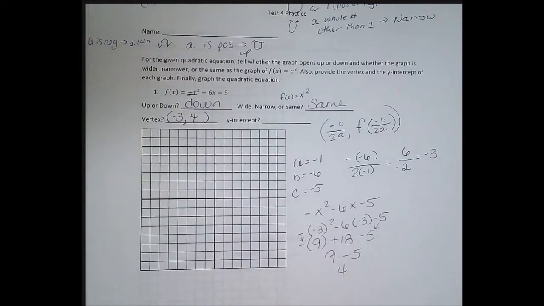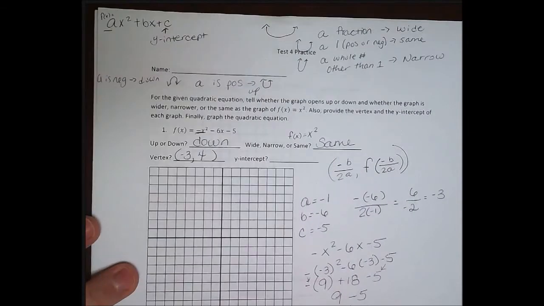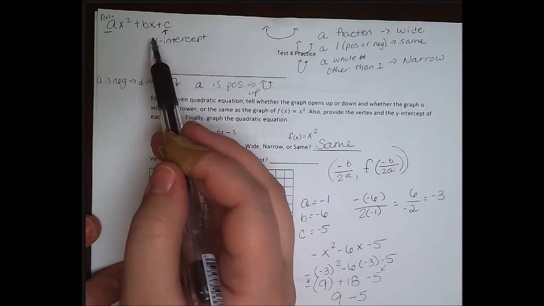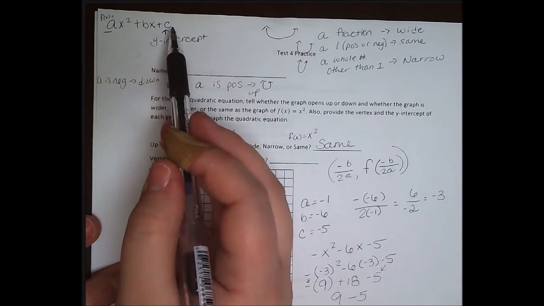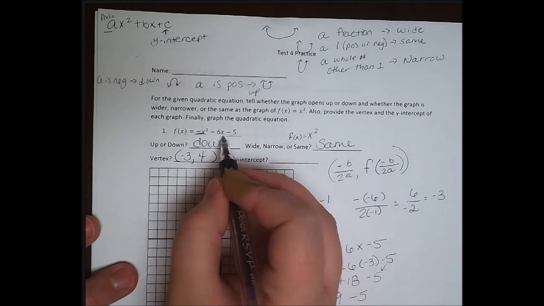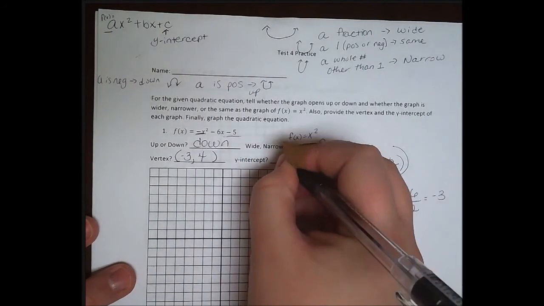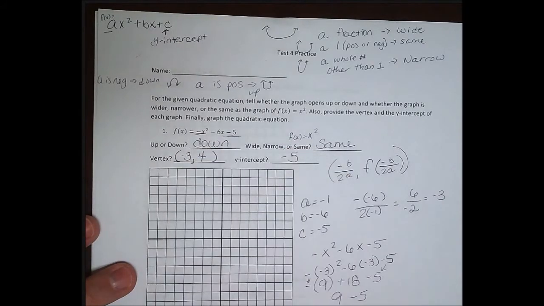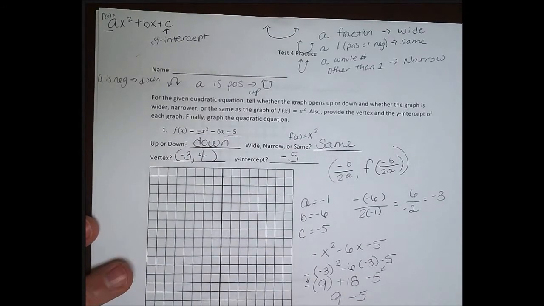Okay? And then your y-intercept, if you look at this little thing I wrote up here, your y-intercept is always your c value. Okay, that's the value without any x's next to it. So our y-intercept here is going to be negative 5. Be careful that you notice that it's a negative 5.